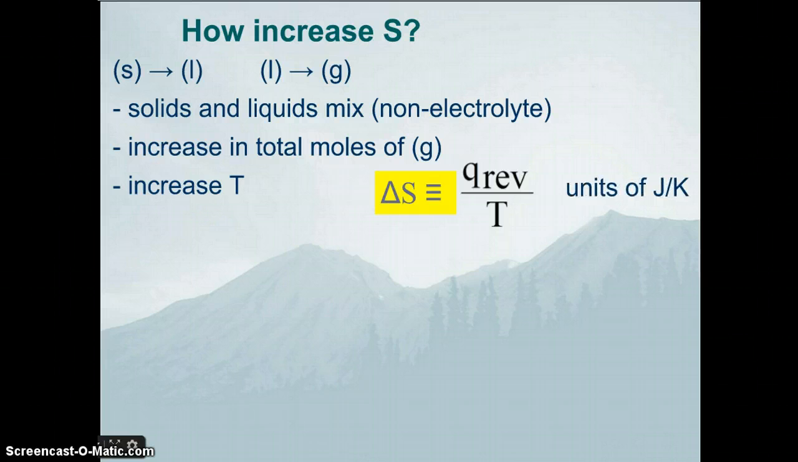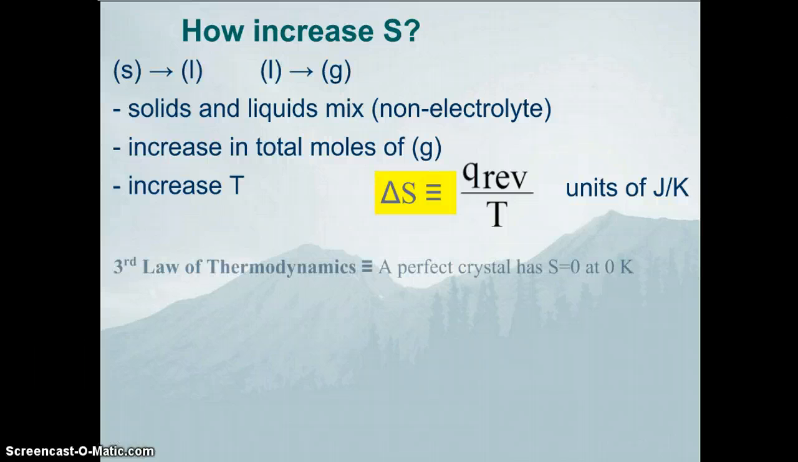And the units for delta S are joules per Kelvin, right? So joules per Kelvin. And you're also going to see it as joules per mole Kelvin, because we usually talk about it on a per mole basis, since it's an extensive property.